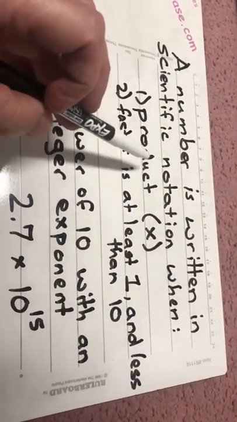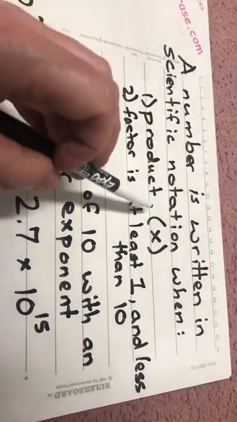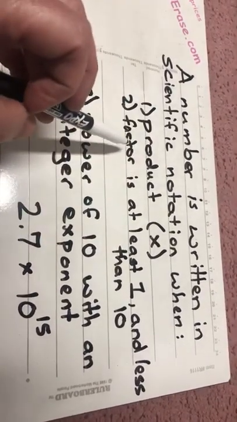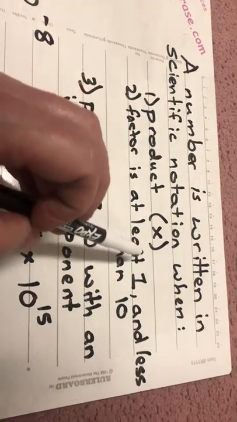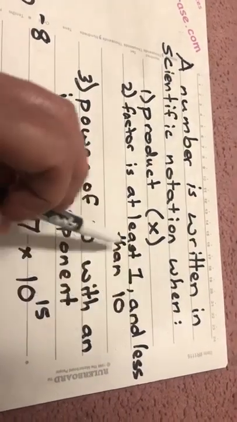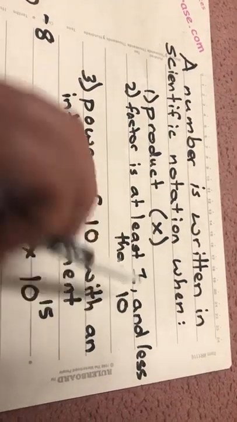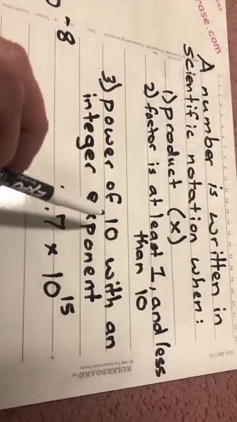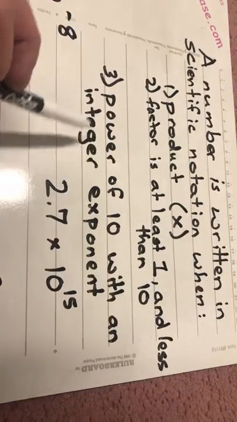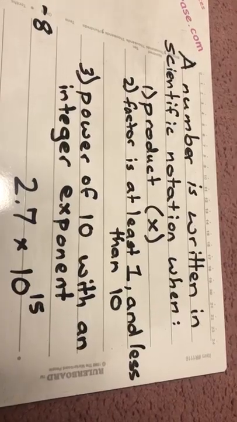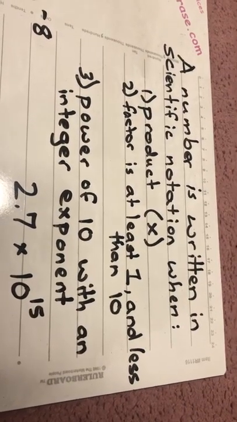First of all, it has to be written as a product, which means it's a multiplication problem. It's a product of a factor, and that factor has to be at least 1, but less than 10. So it can be 1, but it can't be 10. And it has to be written as a power of 10 with an integer exponent. So scientific notation is all about base 10 multiplication, okay?